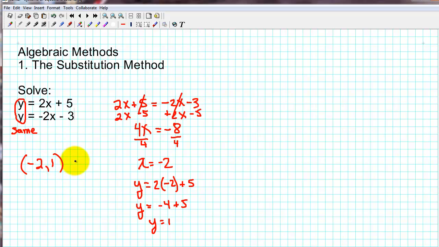So our solution to this system is at negative 2 and 1. And again, if we wanted to verify that that works, we could put these into both equations and verify that they make both sides true. So again, we did a substitution. We set this equation for the y over here. So we set those two equations equal.